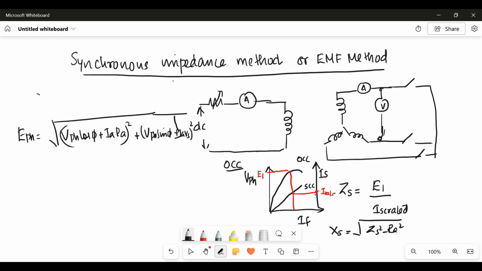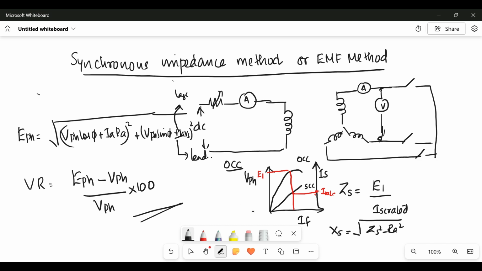Here, in this equation, positive sign is for lagging power factor load and negative sign for leading power factor load. And we can find out voltage regulation as E phase minus V phase divided by V phase into 100. This is about the synchronous impedance method or EMF method. Thank you.